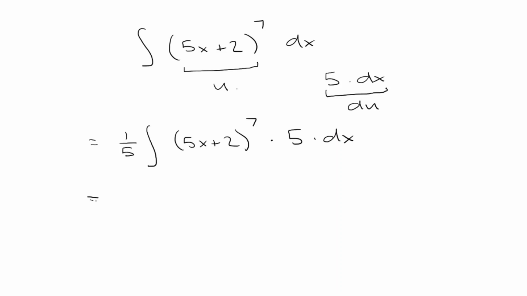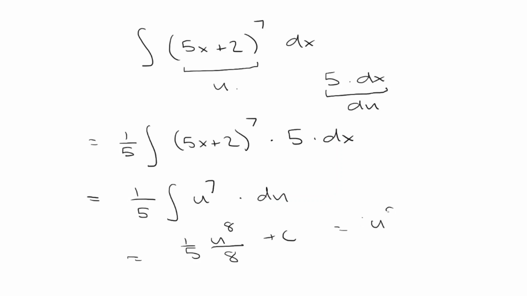And now we just put our u substitution in. So that's 1/5 times the integral of u to the power of 7 du. That is 1/5 times u to the 8 over 8 plus c, which is really u to the 8 over 40 plus c. So plugging in the original expression, we have 5x plus 2 to the power of 8 over 40 plus c.